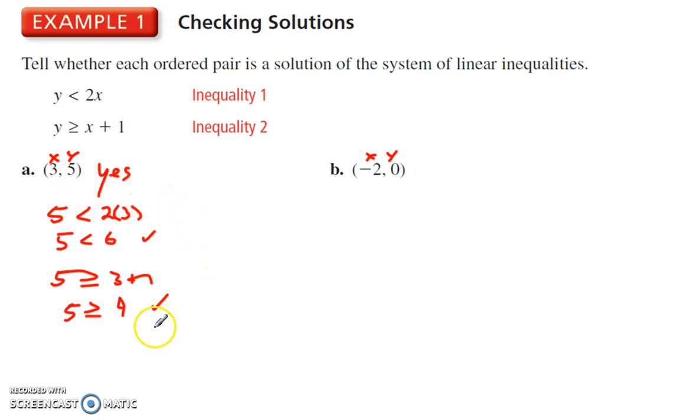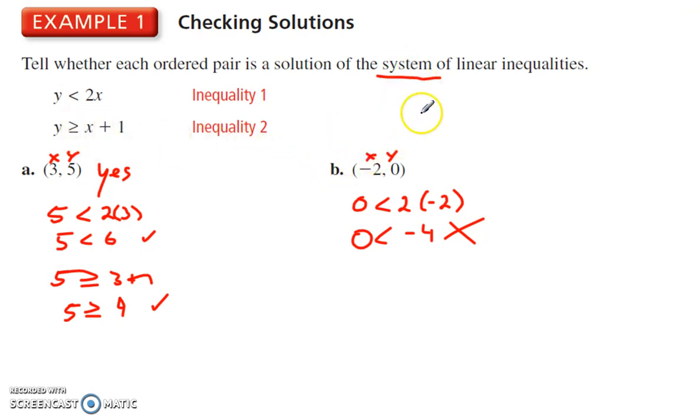And this, by the way, is how you show your work. Don't just write yes or no. Show your work that you have actually plugged it in. Okay, plug in negative 2 for x and 0 for y. Is 0 less than 2 times negative 2? Well, 2 times negative 2 is negative 4, and 0 is not less than negative 4. So, no. If it doesn't work for one of them, it is not a solution to the system. It could be a solution to the other one, but it's not a solution to the system of linear inequalities. So, no, it is not.